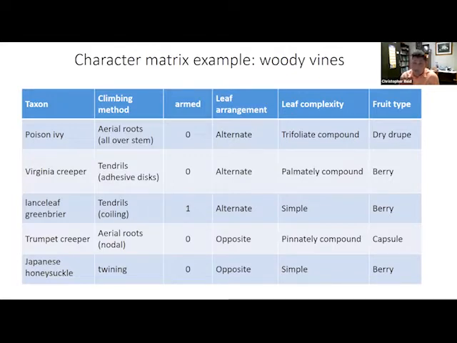If you were to do this with a larger pool of species and put it in Excel, you can do some sorting, you can kind of play around with it, and a little bit of manipulation to help, just simply to help organize and display and take in the information. So that's what a character matrix is.